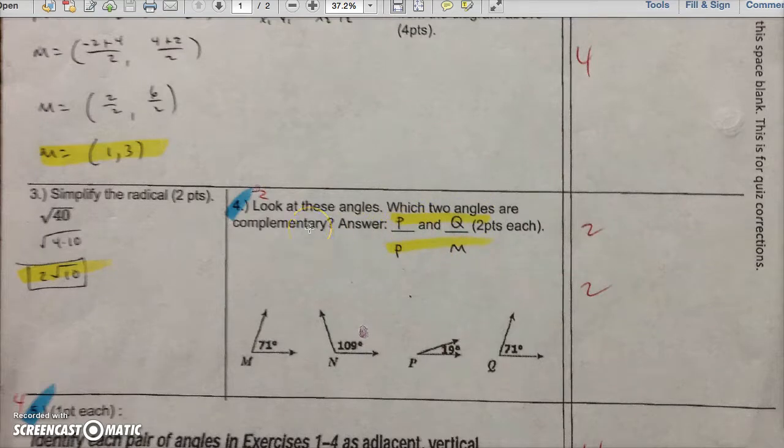So it says complementary, which means blank plus blank equals 90. So P plus Q will give me 90, or P plus M will give us 90. If you did P plus N, that would be supplementary, which would be incorrect. Or I'm sorry, if you got M and Q, that would be congruent angles.